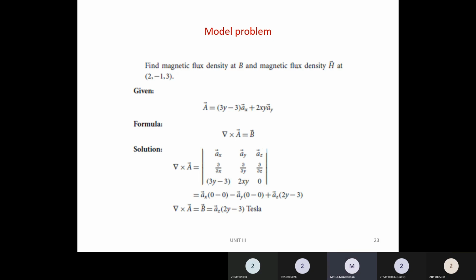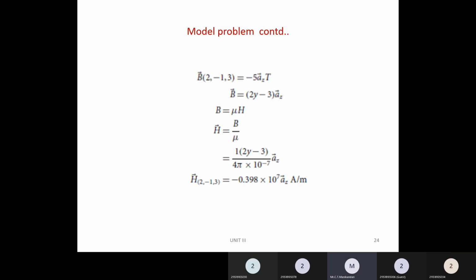So del cross A is equal to, since the system is Cartesian system, we have with AX and AY. So del cross A equal to the determinant of AX, AY, AZ, dou by dou X, dou by dou Y, dou by dou Z. You know that AX vector is 3y minus 3 and AY vector is 2xy. We substitute that one, we can have del cross A value, that is nothing but B. Once you know about B value, you can calculate H value there. H is equal to B by mu.